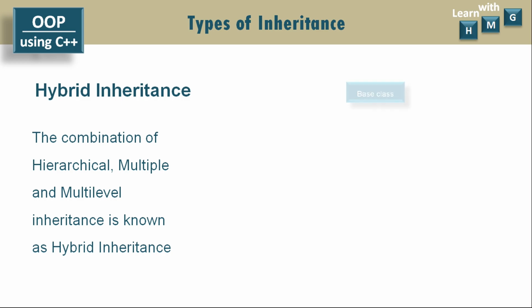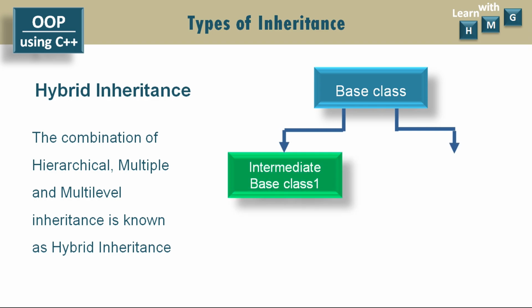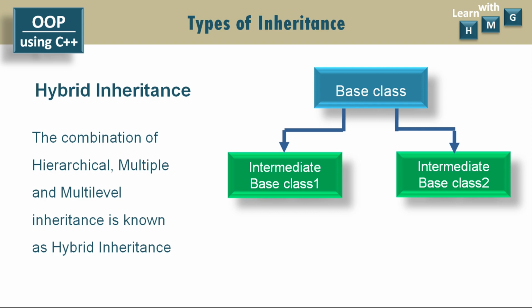Let us understand with the help of diagram. There is one base class. From this base class, immediate base class 1 is created and immediate base class 2 is created. So now this is forming which type of inheritance? It is hierarchical inheritance. One base class, multiple derived classes. So this is the example of hierarchical inheritance.